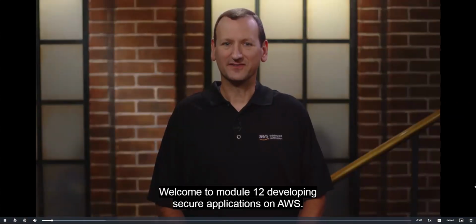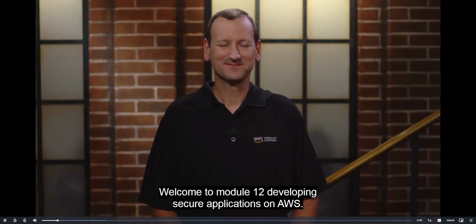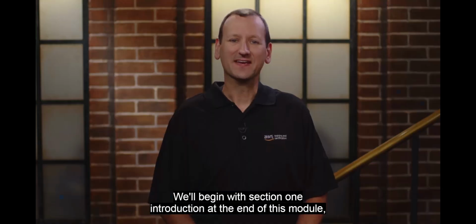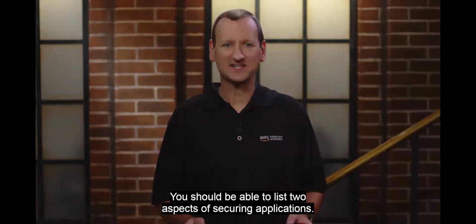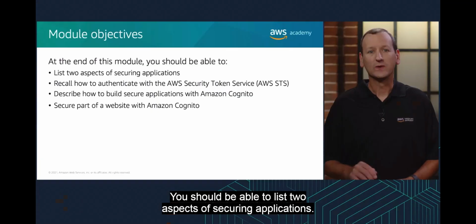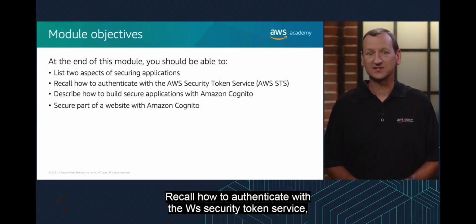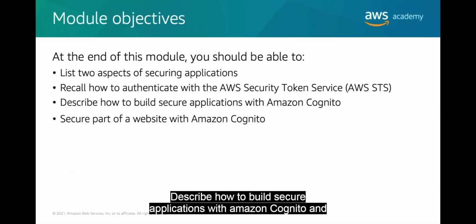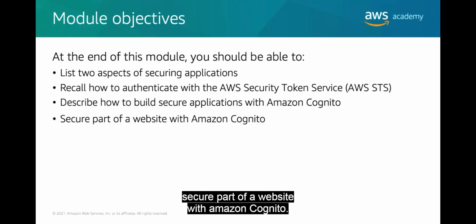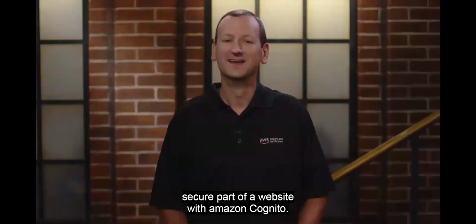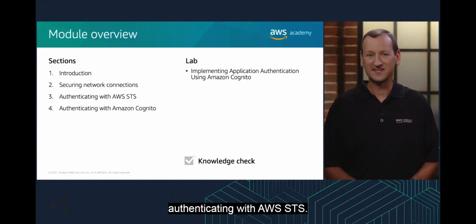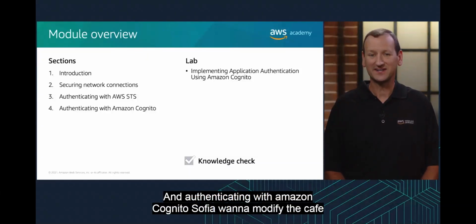Welcome to Module 12, Developing Secure Applications on AWS. We'll begin with Section 1, Introduction. At the end of this module, you should be able to list two aspects of securing applications, recall how to authenticate with the AWS Security Token Service, also known as AWS STS, describe how to build secure applications with Amazon Cognito, and secure part of a website with Amazon Cognito. In this module, you'll learn about securing network connections, authenticating with AWS STS, and authenticating with Amazon Cognito.